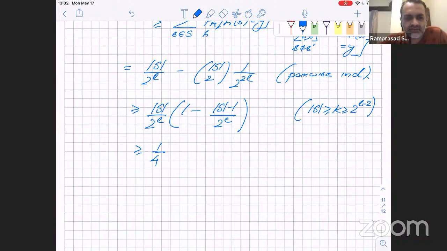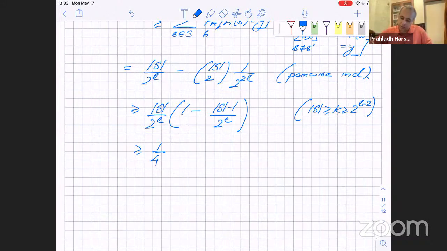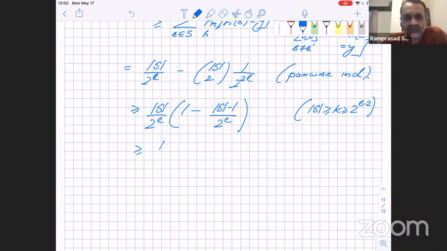Sorry, just one second. We want a lower bound here. Suppose you replace mod S minus 1 by 2 power L by mod S by 2 power L. We are still in the right direction, right? Yes, because I'm subtracting more. So now what do I know about mod S by 2 power L? I know mod S by 2 power L is at least 1/4. Yes, from this it's at least 1/4.